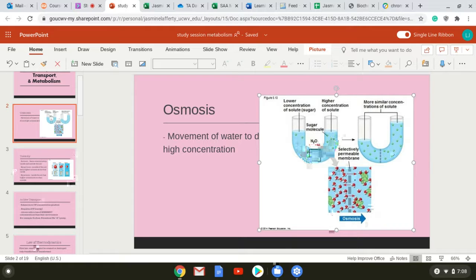Okay? Now, hypertonic is when the concentration outside of the cell is higher. So say if you put cells in salt water that aren't meant to be in salt water.